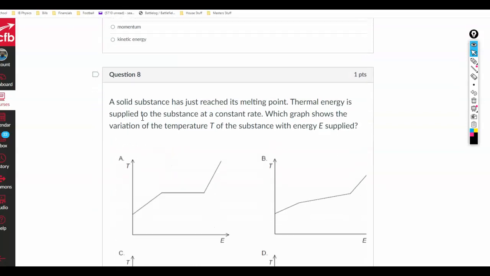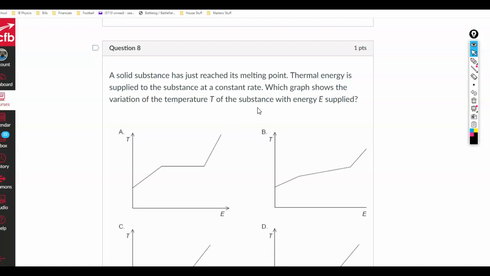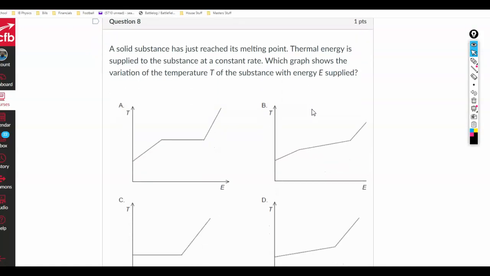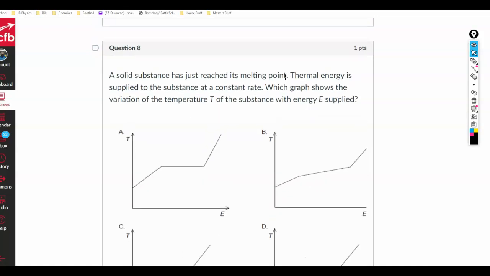Okay, question 8. A solid substance has just reached its melting point. Thermal energy is supplied to the substance at a constant rate. Which graph shows the variation of the temperature T of the substance with applied energy E? Okay, so if an object is already at its melting point, and you add more heat at that point, it's not going to change the temperature, because all of that heat is going to go to the internal potential energy of the molecules rather than the internal kinetic energy. We talked about that before. We've had questions like this before in this test.